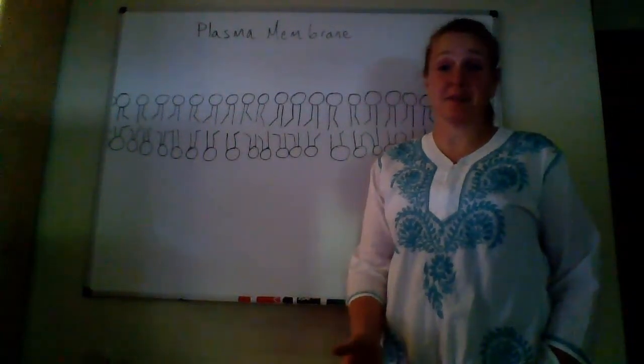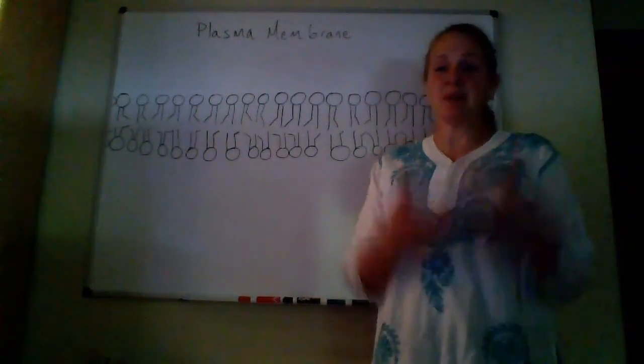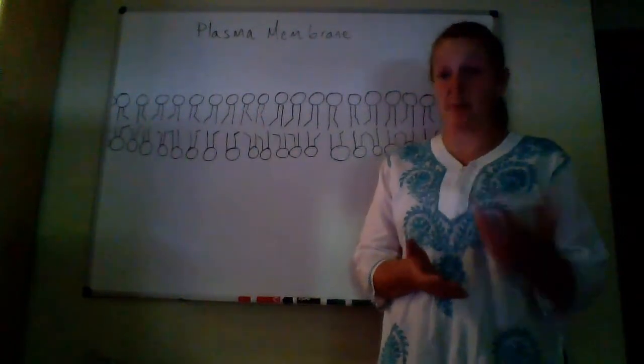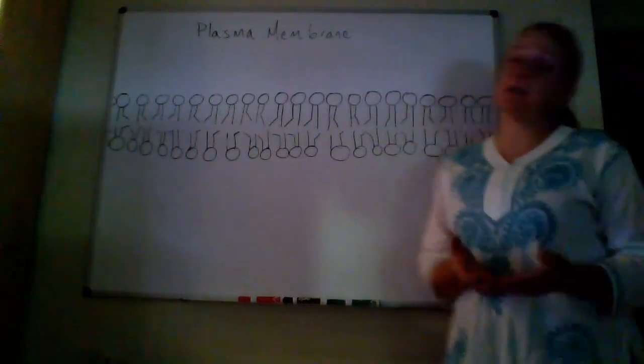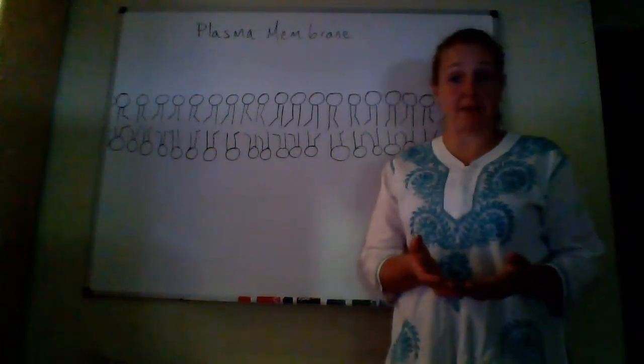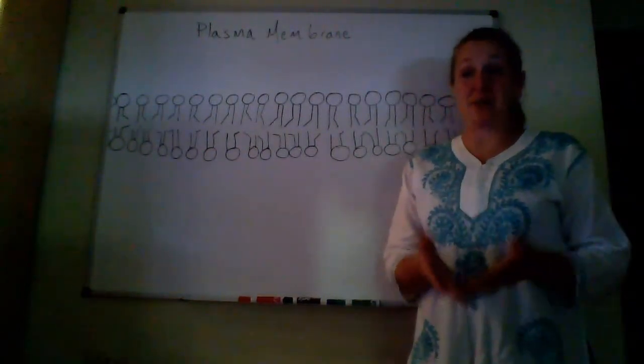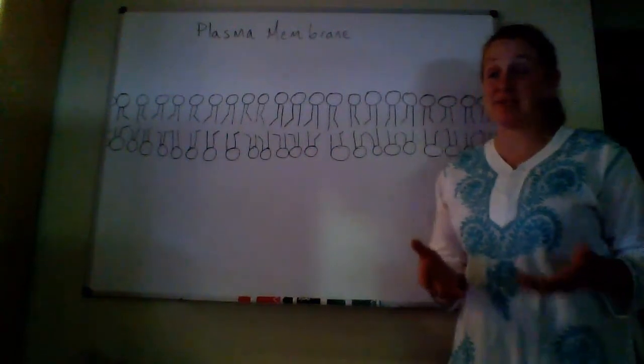Let's look at some of those parts of a cell. In order to start to study a cell, that smallest unit of life, we really need to focus in on the concept of a plasma membrane. Now, a plasma membrane is mostly going to be made up of phospholipids.